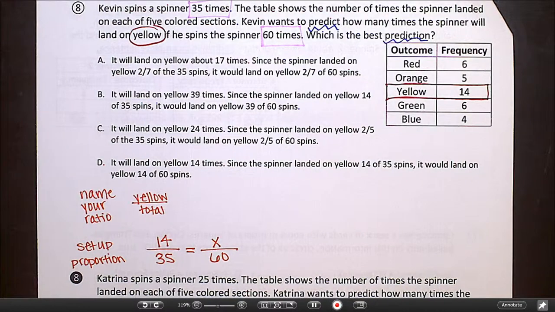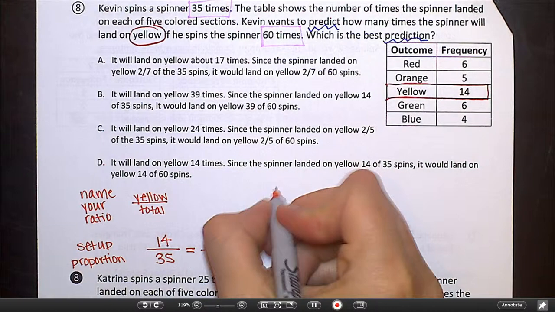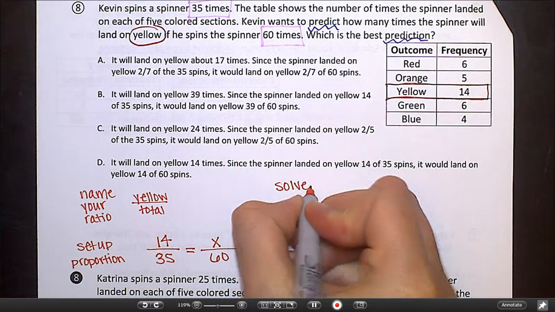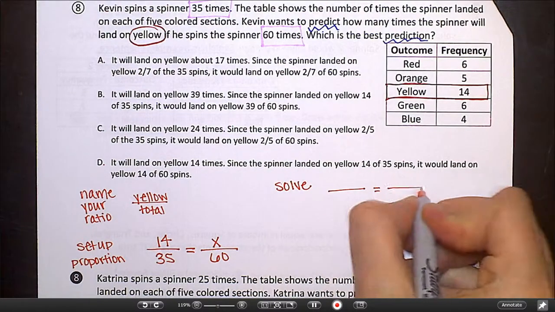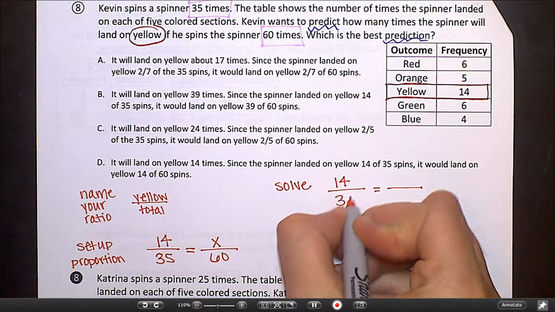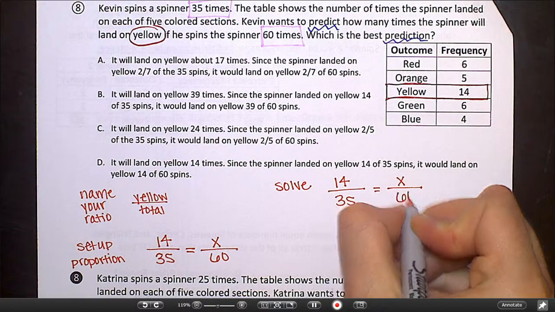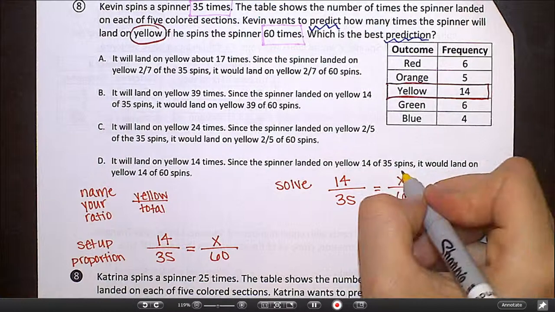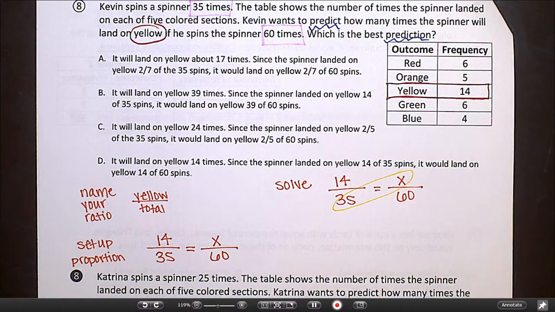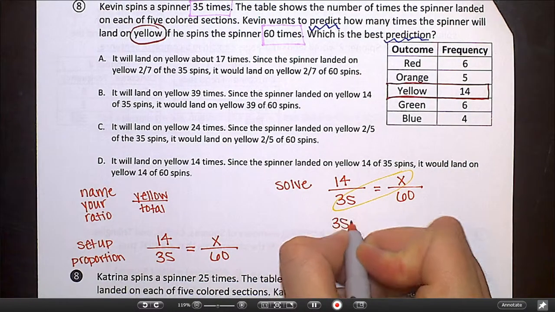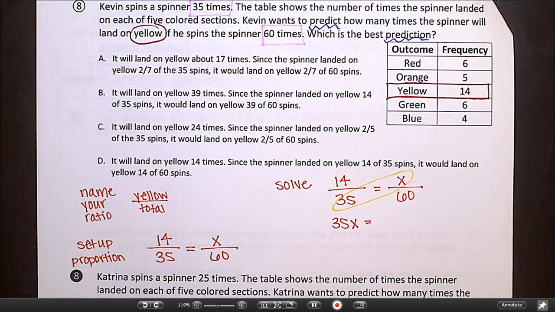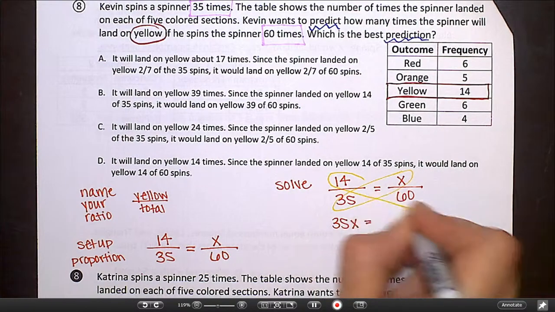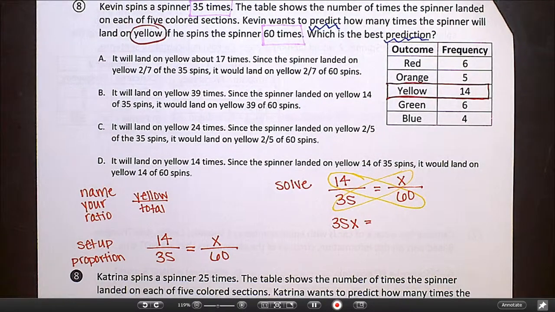We're trying to find a relationship here. So yellow over total, we're good to go. And now we're going to solve. I'm just going to rewrite this over here. 14 over 35 equals x over 60. And we start cross multiplying. 35 times x is 35x. 14 times 60, I'm going to have to work that out on the side.